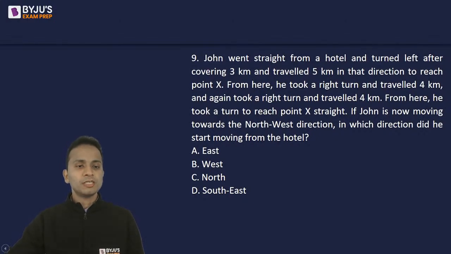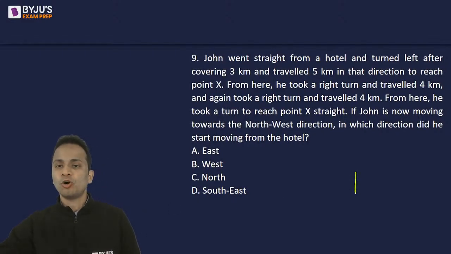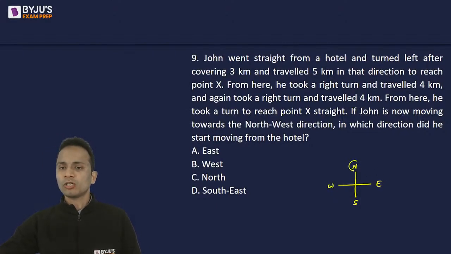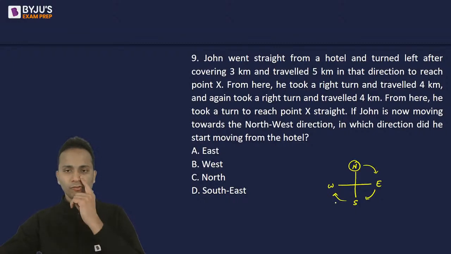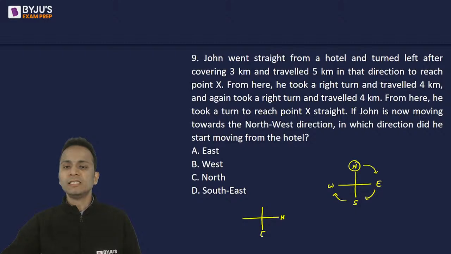Now, in this question, knowing about the cyclic orientation of the 4 directions is very important. So, north, south, west, east. Okay. So, north, if I move in clockwise direction, I'll get east. Further in clockwise direction, I'll get south. Further in clockwise direction, I'll get west. Also, I can write the directions as north, east, south, west.